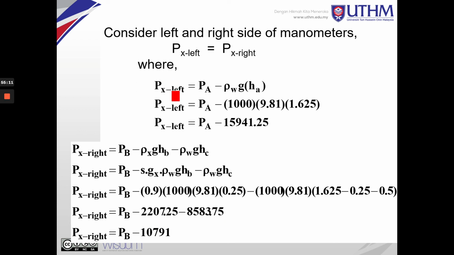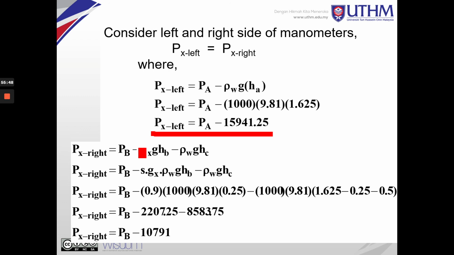For Px left, we have PA minus ρ_water times g times h_A. So we get PA minus 1000 times 9.81 times 1.625, which gives Px left equal to PA minus 15941.25. At Px right, it is equal to PB minus ρ_water g h_B.